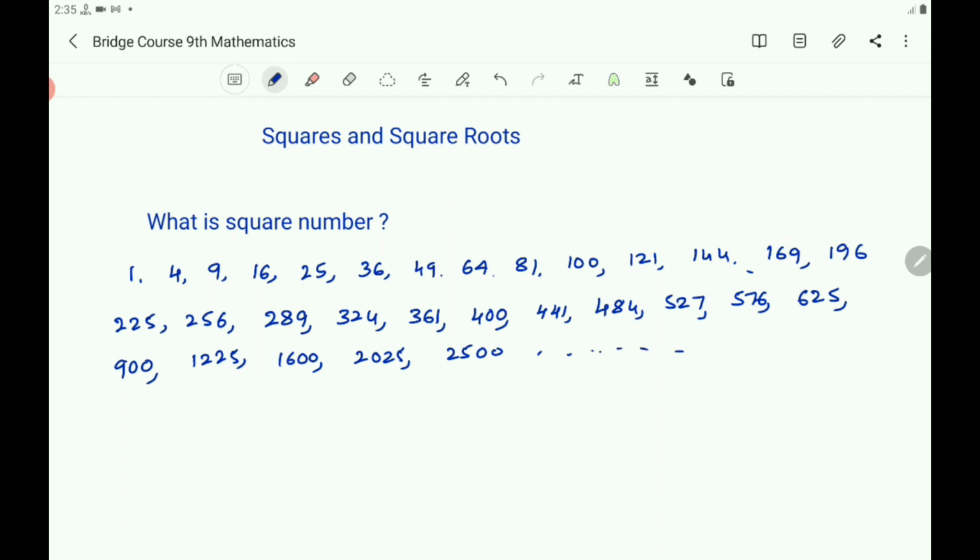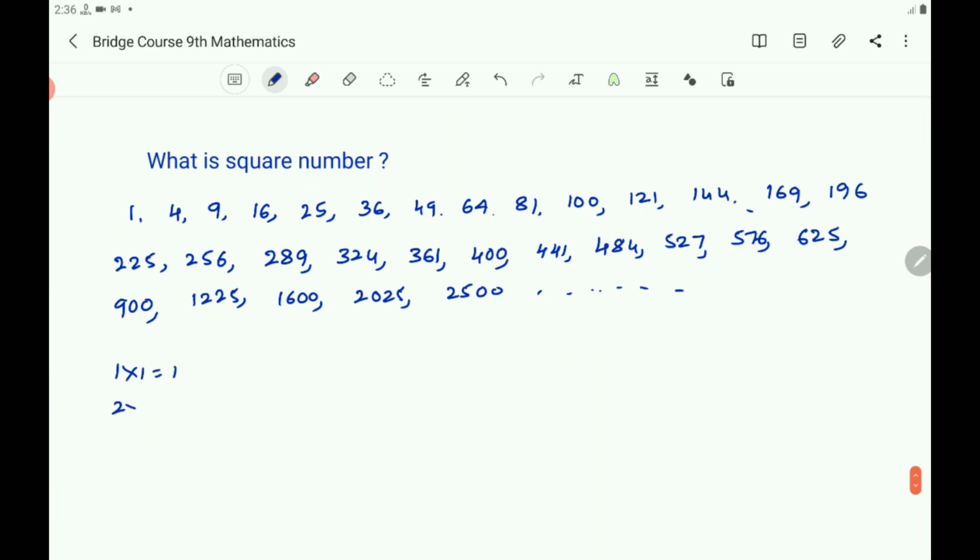How many square numbers are there? Infinite numbers of square numbers. You can find infinite numbers of square numbers. Then what is a square number? What is the speciality here? You can observe that 1 is a square number. It is a product of 1 and 1. 4 is a square number. It is a product of 2 and 2.